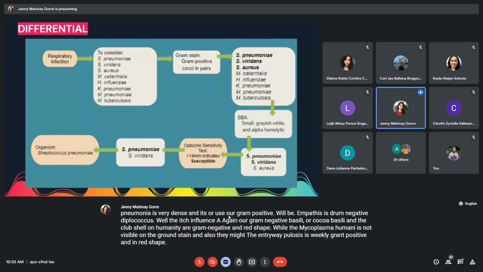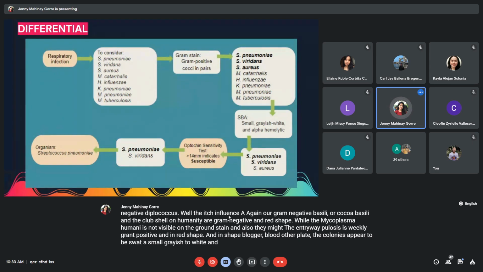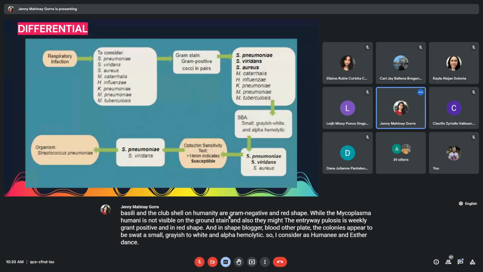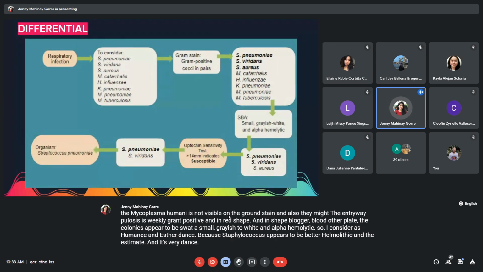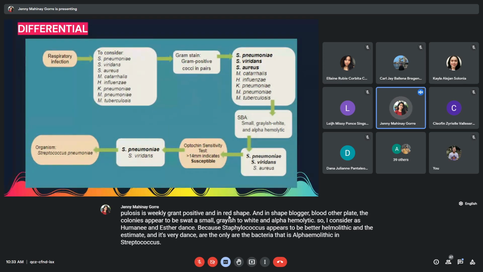In sheep blood agar plate, the colonies appear to be small, grayish to white, and alpha hemolytic. So I consider S. pneumoniae and S. viridans, because Staphylococcus appears to be beta hemolytic, and S. pneumoniae and S. viridans are the bacteria in the Streptococcus genus that are alpha hemolytic.